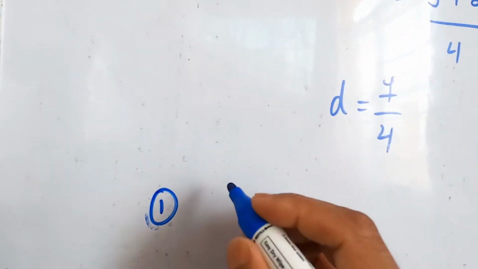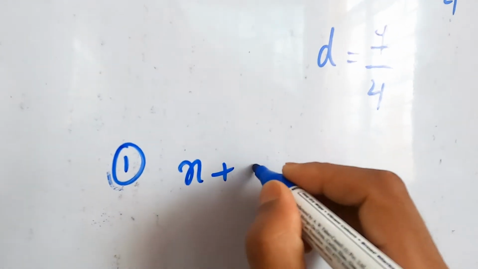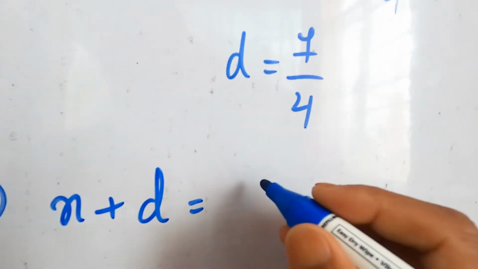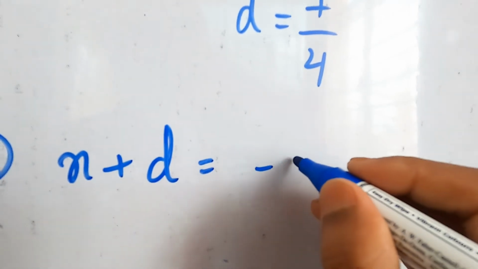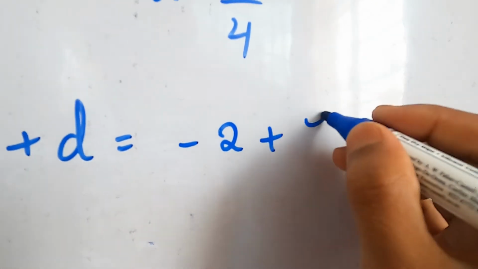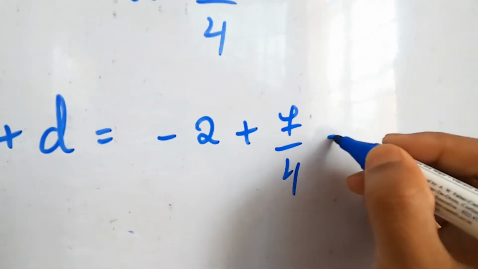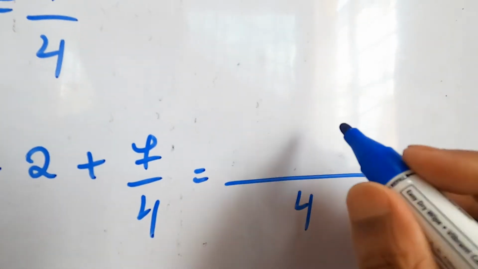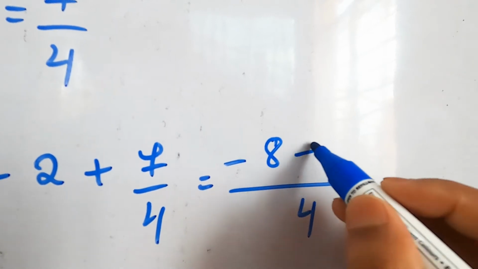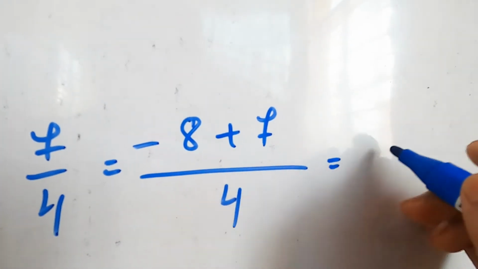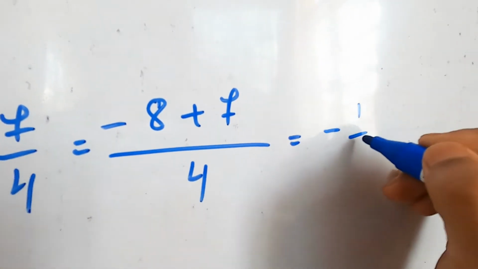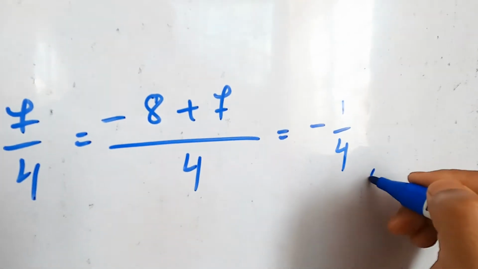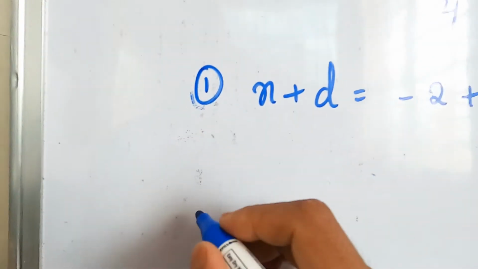Now let us find the first, second and third rational number. All right, so number 1, x plus d, this is for the first rational number. So x will be minus 2 plus 7 by 4. So in this case LCM will be 4, so it will be minus 8 plus 7. So how much are we getting? Minus 1 by 4. So this is your first rational number.